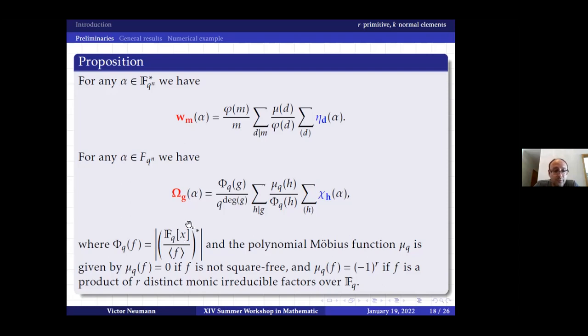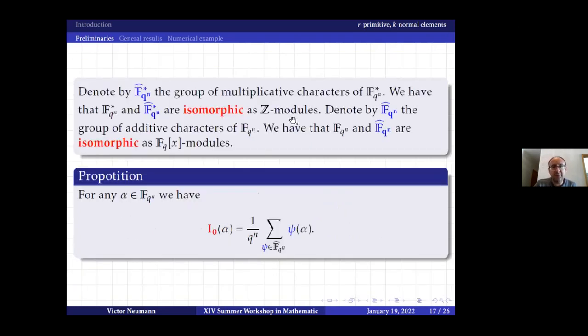Okay, so it counts the elements coprime to F of degree less than F. And here the Mobius function, also for polynomials. And this sum here is the sum over characters of F_q order H. I didn't define the order of characters, but it's defined by this isomorphism.